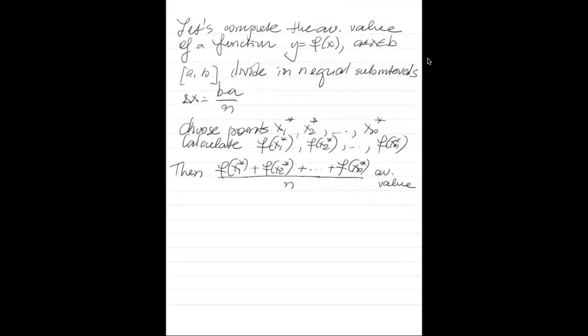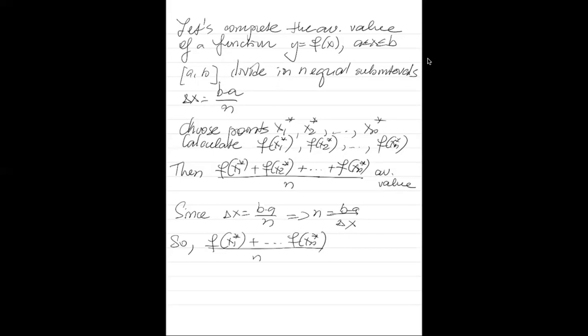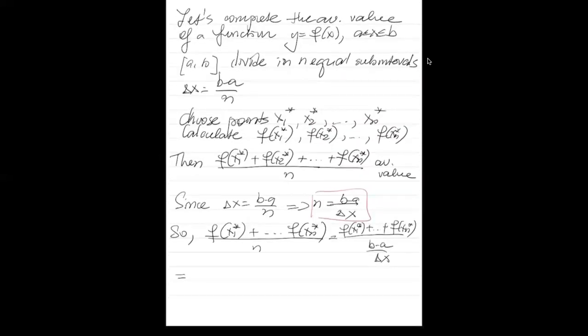Now, since delta x is b minus a over n, we can solve for n and say n is b minus a over delta x. So now, our expression, the same expression, you're adding them all up, divided by n, that should equal, let's substitute n with this expression, f of x1 star plus f of xn star. And on the bottom, instead of n, b minus a over delta x. So we're continuing this expression now.